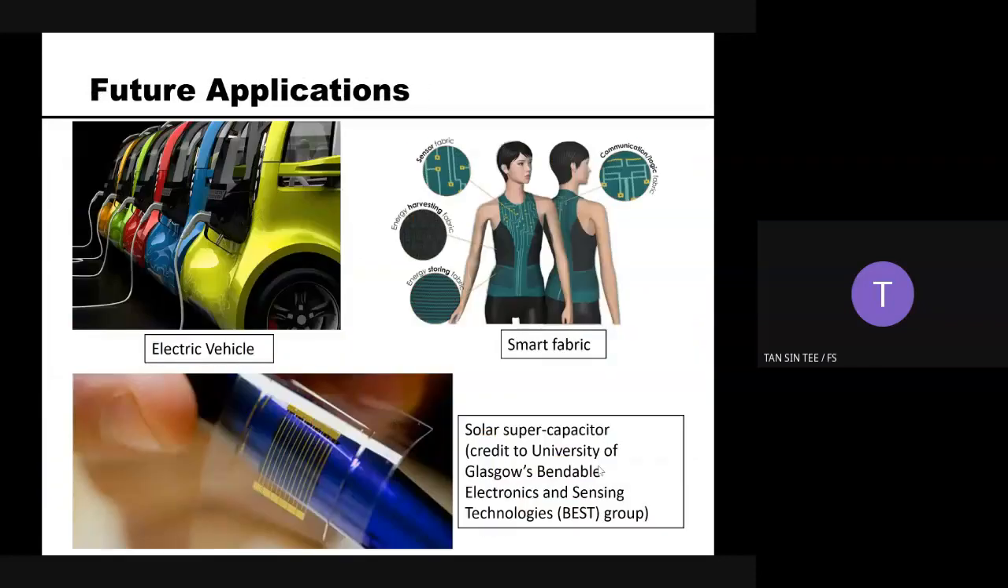Okay, there are a few future applications currently being worked on by people, like smart fabric. When you wear the smart fabric, you can actually charge your phone easily, and they also try to combine the solar cell together with a supercapacitor, as reported by the University of Guangzhou.